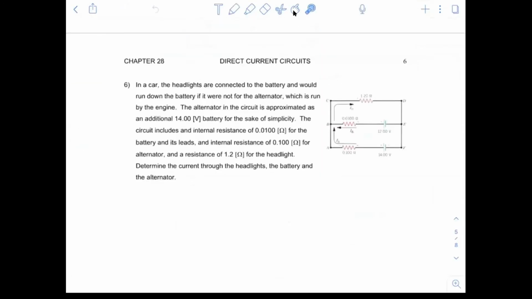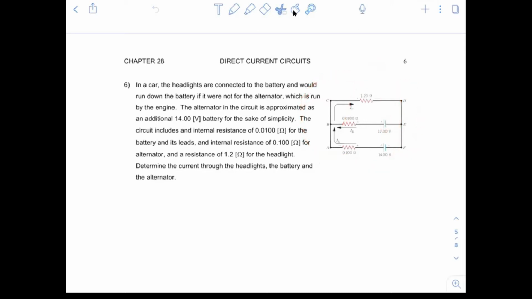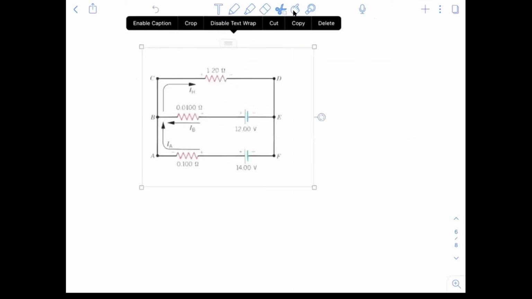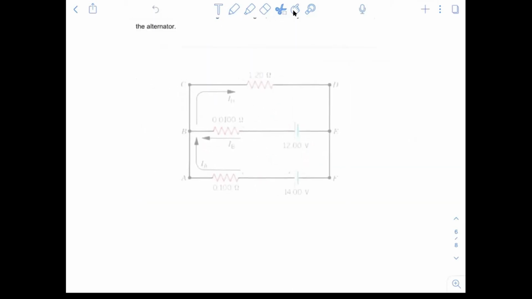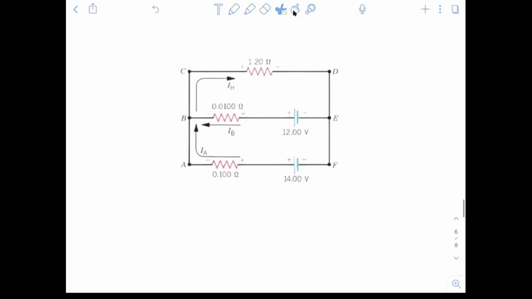All right, so let's focus on this one. Let's make this larger. The only thing we have to do is come up with 3 equations. I think I can come up with 4 equations easily. The first one is going to be straightforward. I'm going to apply the junction rule to junction B.